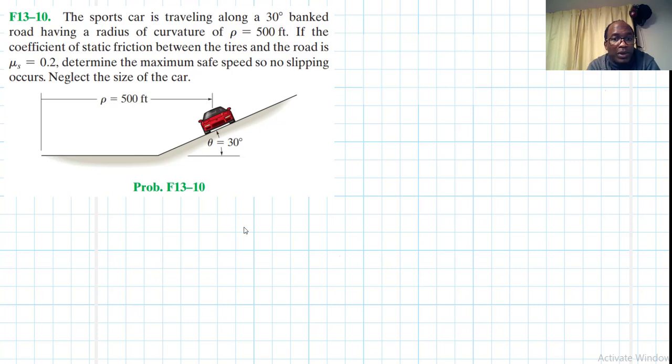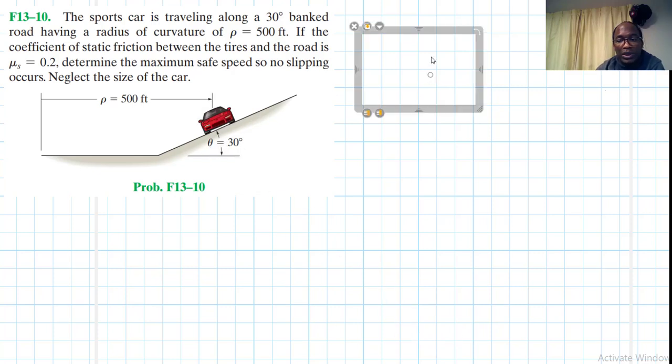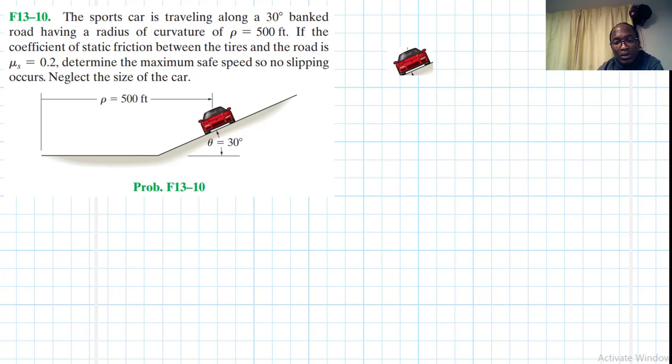This problem is coming from the Engineering Mechanics and Dynamics 14th edition by R.C. Hibbeler. So let's draw the free body diagram. Let me just remove this here so that I will draw it separately, which I've done. There we go. So what do we have? To start with, we do have the weight. The weight, let's say, is acting through the center of gravity and it's vertical like that.